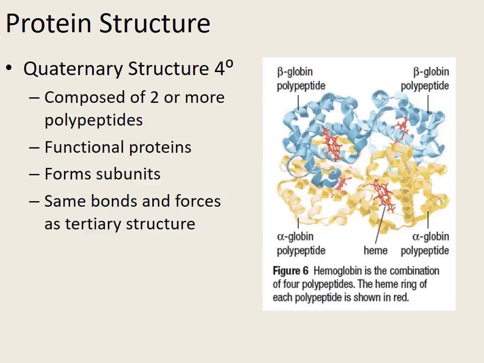The last protein structure we're going to talk about is quaternary. What's the difference between tertiary and quaternary? Well, we see the interaction of multiple polypeptides. In tertiary, there was only one polypeptide, and it had a 3D shape. In quaternary, we see multiple polypeptide chains, more than one. Still the same intermolecular forces found in tertiary, but here we see the interaction of multiple polypeptides together.